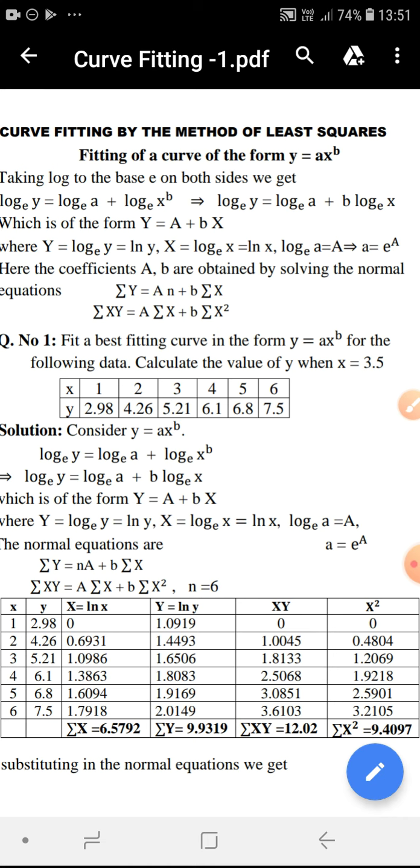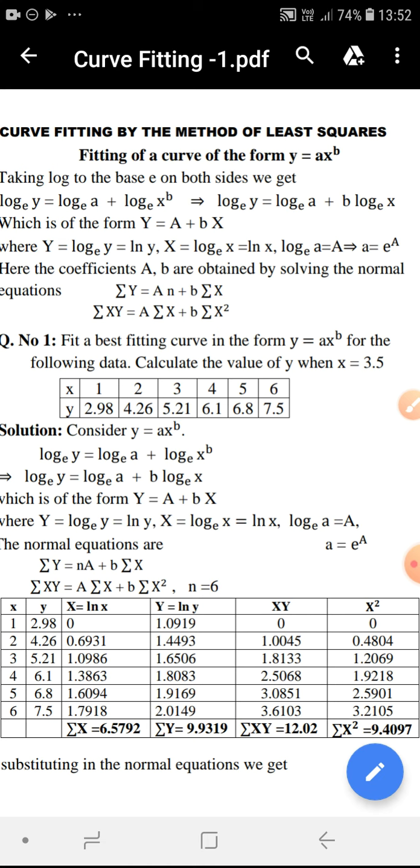You can calculate all these sums in the form of a table. So construct the table. The first column will be the X value, the second column will be the Y value given in the question. Then the third column, capital X, is ln X. Use the calculator for each of the given X values to calculate the ln X value. It is not log x to the base 10, it is log x to the base e. So in your calculator it is ln X.